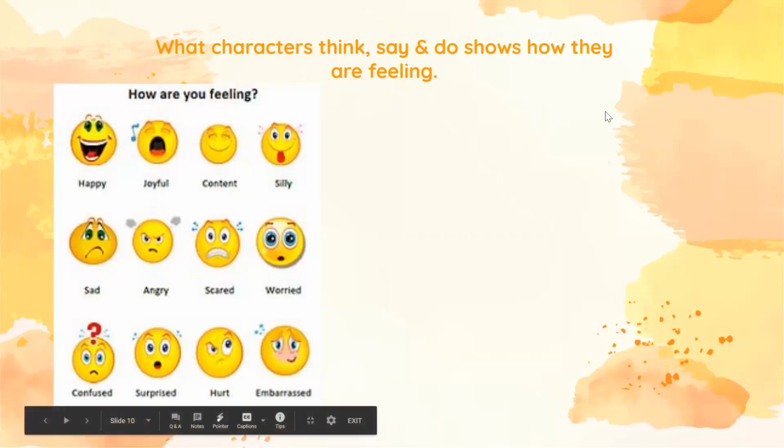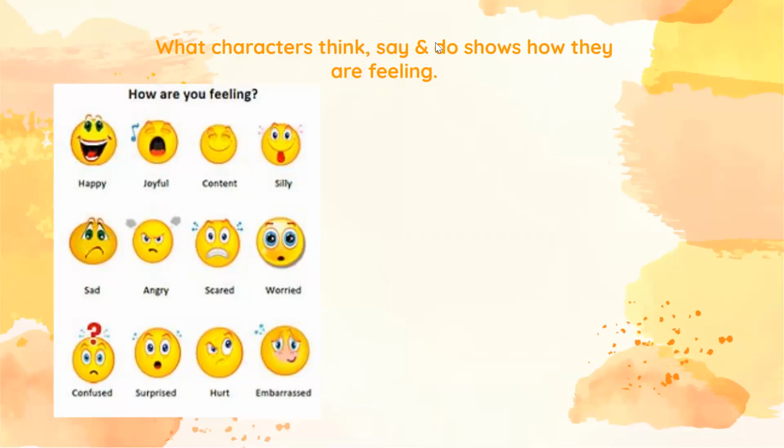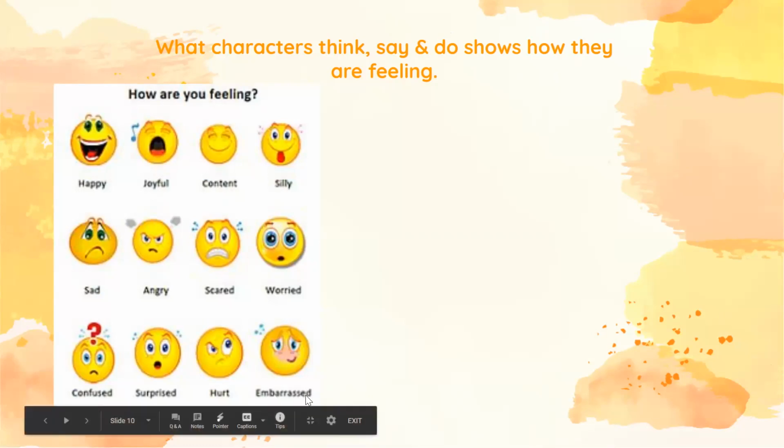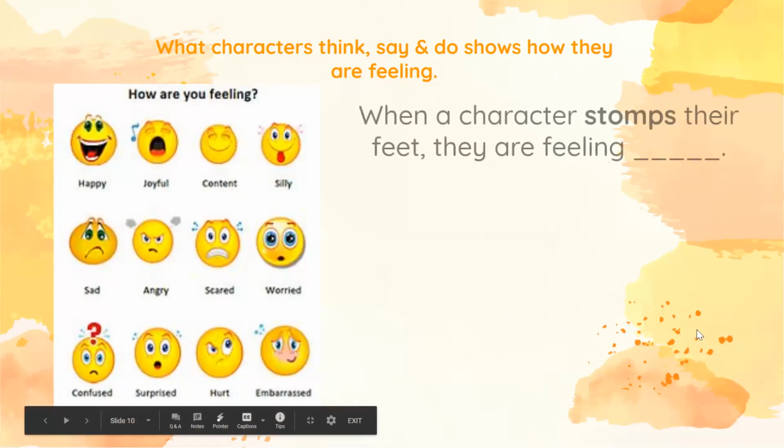Okay, so when a character does something, that is an action, and that shows us how they're feeling. They might be feeling happy, joyful, content, maybe worried, or embarrassed. Their actions or the things they say will show us how they're feeling.